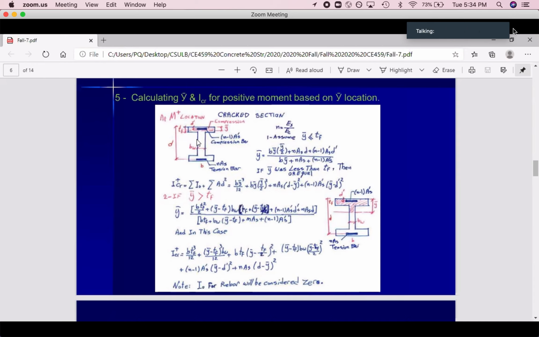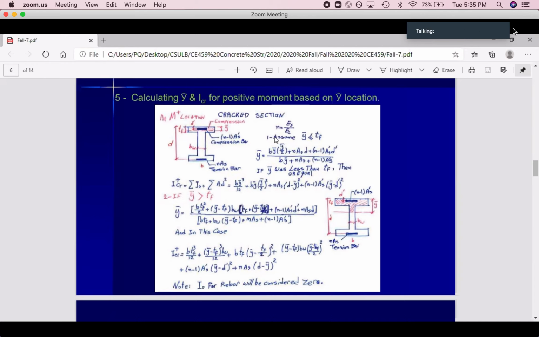So for this case, for M positive, I want to find Y bar and I crack. Let's see what I should do. I don't know if the neutral axis will stay inside the flange. If there is no flange, maybe it's a rectangular shape, then don't worry, you can use either of these two. But if you have a flange, then follow this instruction, because we don't know if the neutral axis will stay inside the flange or will go inside the web.